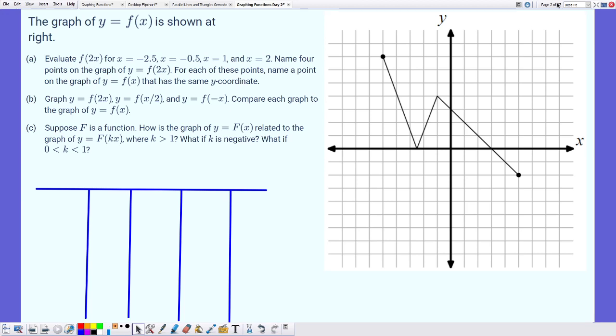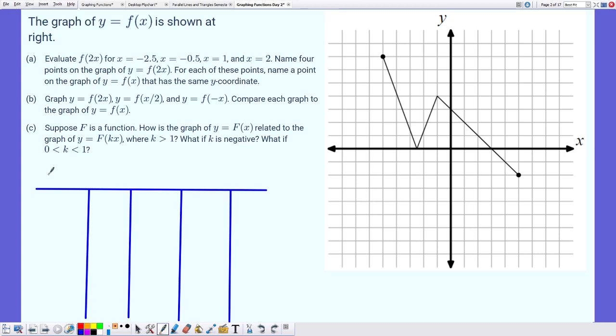The only difference is that now, for part A, we want to evaluate f of 2x for the following values: x equals negative 2.5, x equals negative 0.5, x equals 1, and x equals 2. We want to also name 4 points on the graph of y equals f of 2x. For each of these points, name a point on the graph of y equals f of x. So I made this table, reading a little bit into the problem ahead of time.